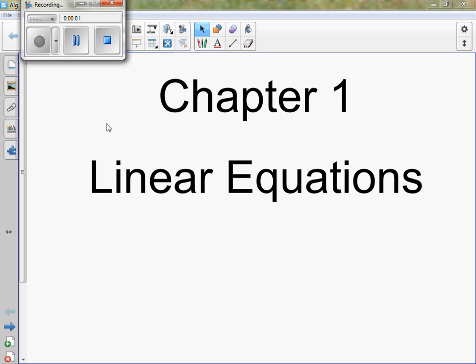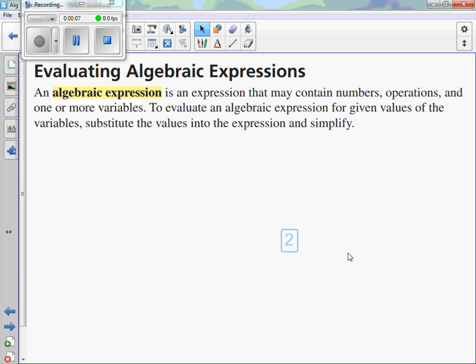Okay, so what we're starting today is Chapter 1, Linear Equations. Now, evaluating an algebraic expression. An algebraic expression is an expression that may contain numbers, operations, and one or more variables. Now, the key thing with an expression is it doesn't have an equal sign. It does not have an equal sign.